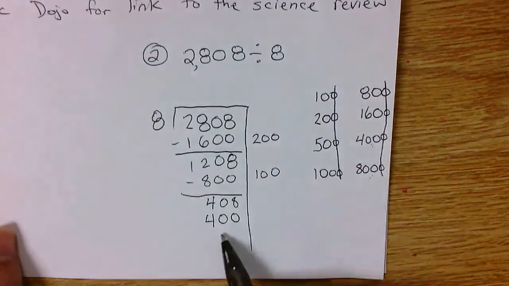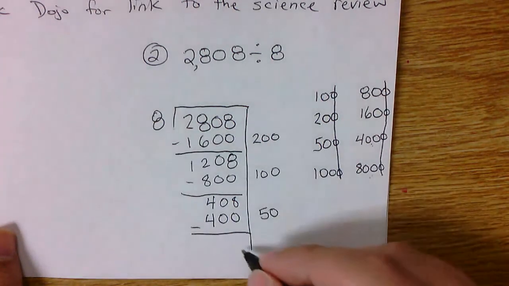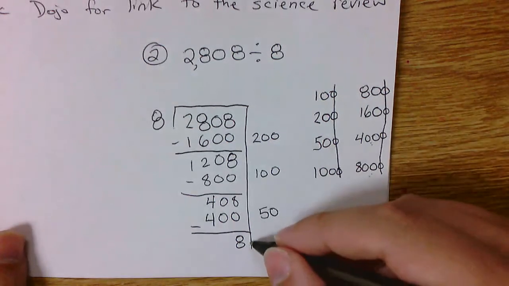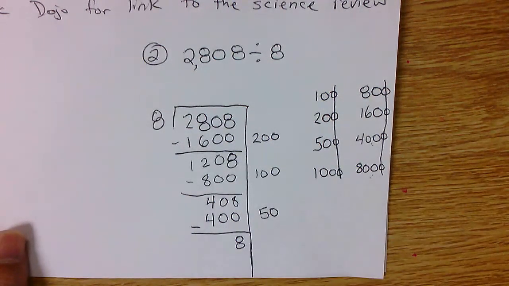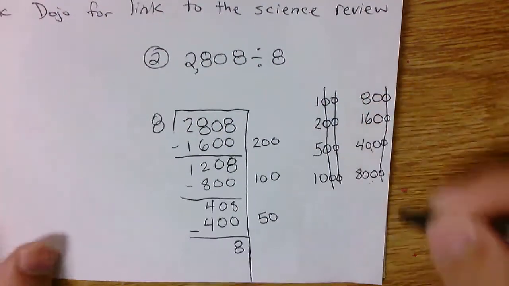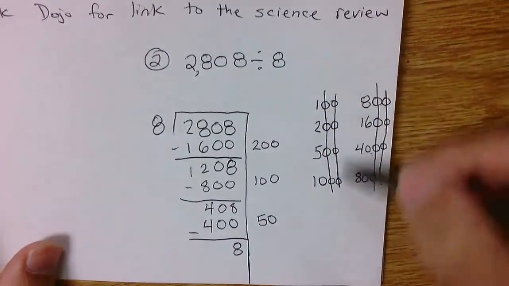How many groups of 8 gives me 400? That would be 50 groups of 8. Subtract, I'm left with just 8. I could take out just one group of 8, but if students need to use the cheat sheet, they could do that. 800 is too great. So let me subtract. I think I said 80 was too great. So again, getting rid of those zeros.